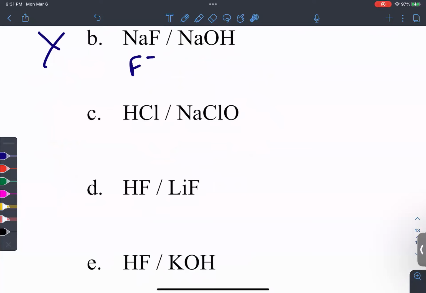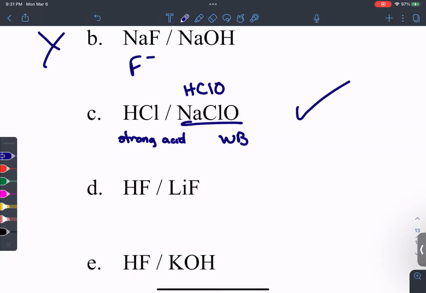C, is it a buffer? So HCl is a what? Strong acid. What is that? That is a weak base, yes, because I know this, because HClO is a weak acid. So that means its conjugate, its anion, has to be a weak base. When you add a base and an acid together, what happens? You neutralize it, yes. So is this a buffer? Yes, it is a buffer.